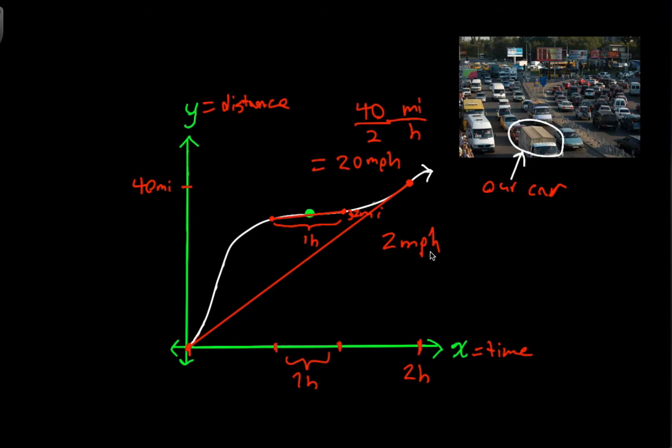If we just knew about the average of 20 miles per hour, we'd think, oh, that's okay, I guess. But now that we know about this 1 hour of only going 2 miles, this 2 miles per hour, we learn a lot more about the situation. Now we know about the traffic. And now we kind of know about how fast we were probably moving around there.